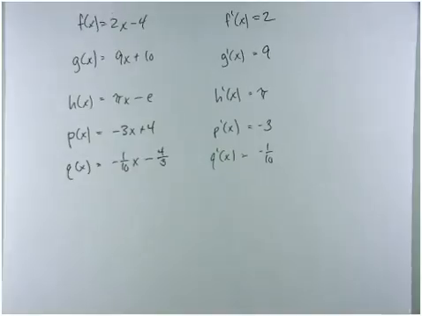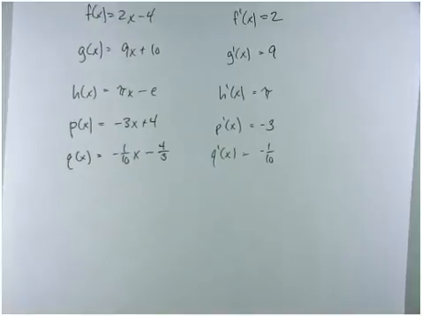Right? The slope is always the same for a straight line. So their derivatives are really easy to determine. Their derivatives are always the same because the slopes are always the same.